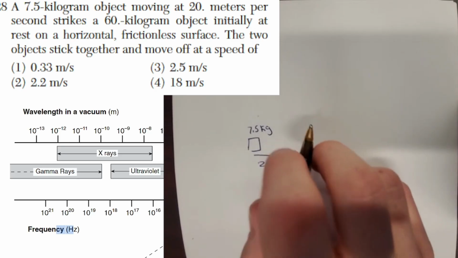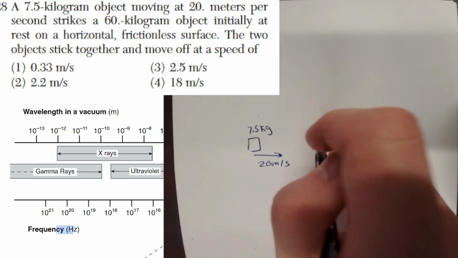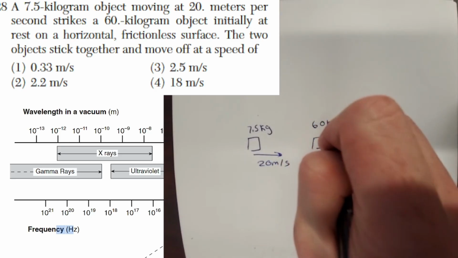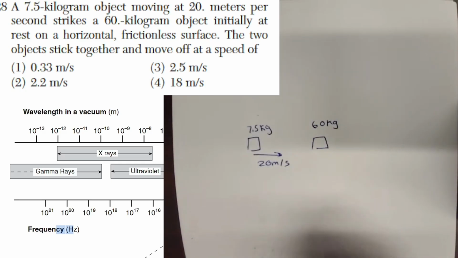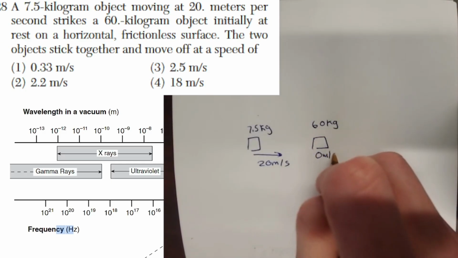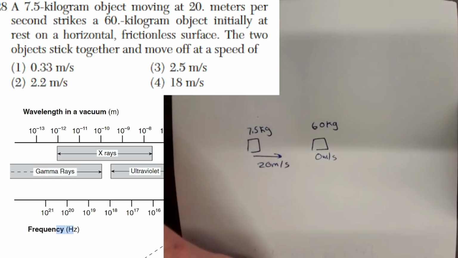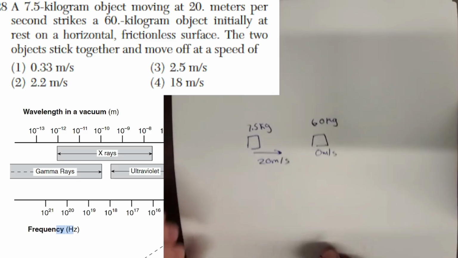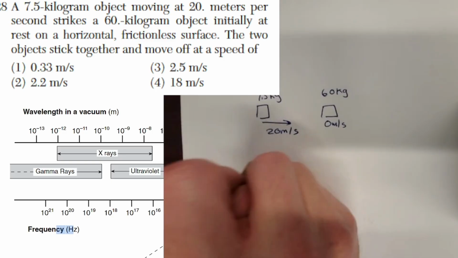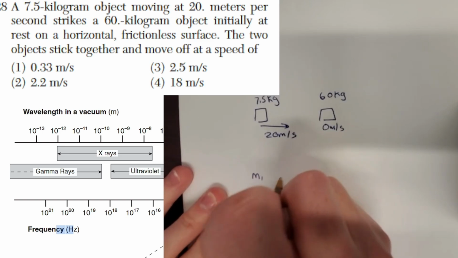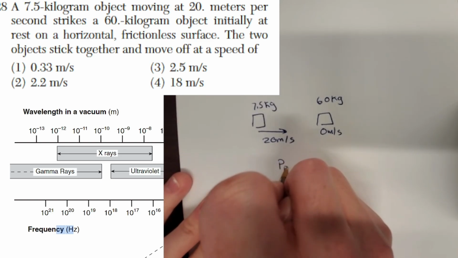It strikes a 60 kilogram object that's initially at rest. So if it's initially at rest, your initial velocity for that one is 0. It's on a frictionless horizontal surface, so we're not going to be losing any energy, either in potential or kinetic. The two objects stick together and move off at a speed of blank. So for this one, it really comes down to this idea of the conservation of momentum.